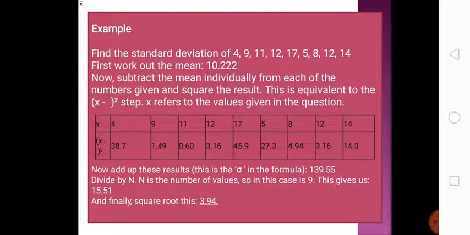Sigma is the square root of 139.55 divided by n. Here n is the number of values, so in this case n is 9. When we divide 139.55 by 9, we get 15.51. And finally, the square root of 15.51 is 3.94. So we can find the standard deviation.